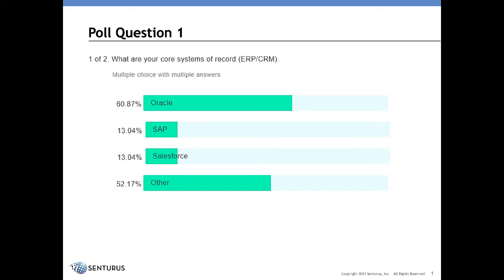So the majority are Oracle, some flavor of that, and the other half are other. Interestingly, only 13% SAP and 13% Salesforce. I'm a little surprised at that Salesforce number being that low, but that is, as always, very interesting.